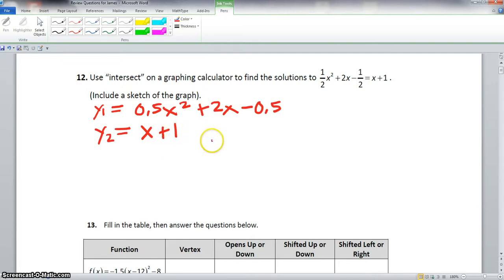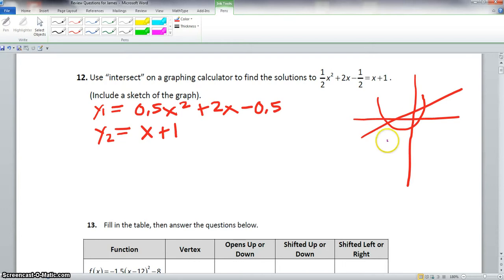Now you're going to press graph. Your graph is going to look somewhat like this here. Okay, now we have your graph.